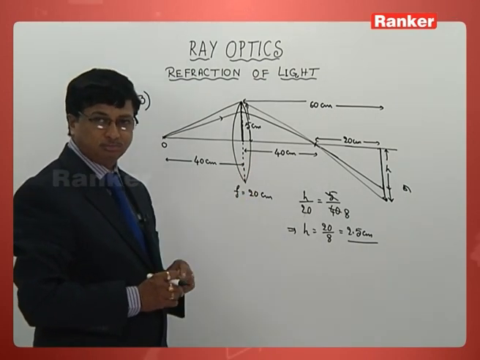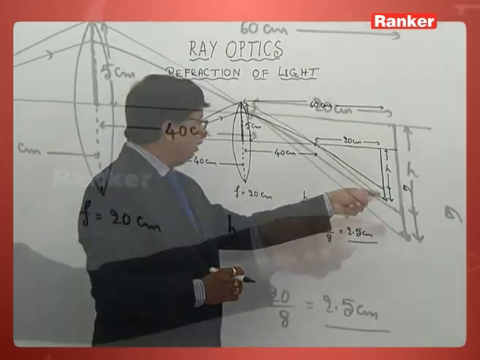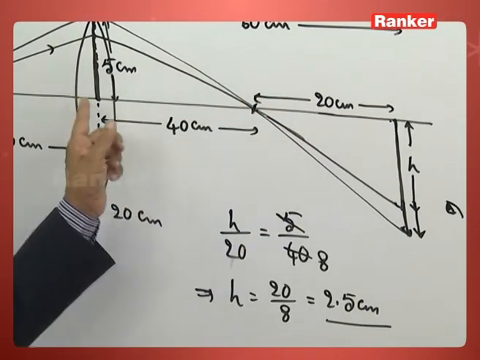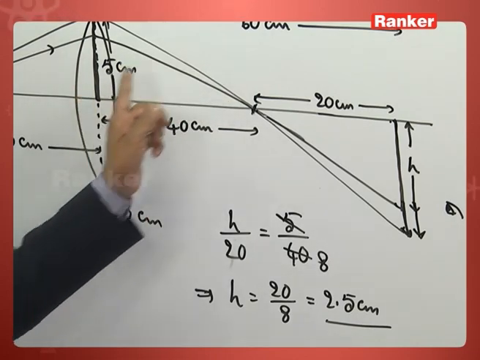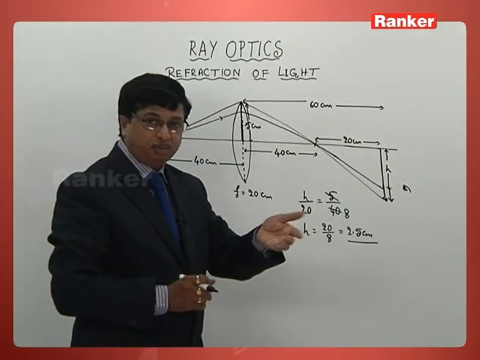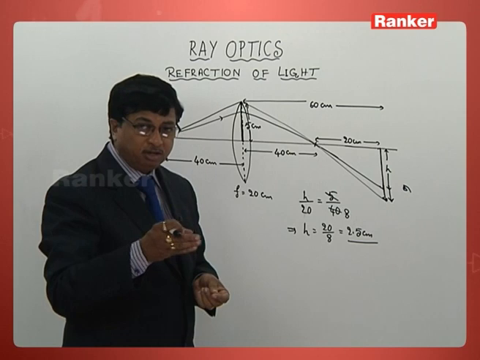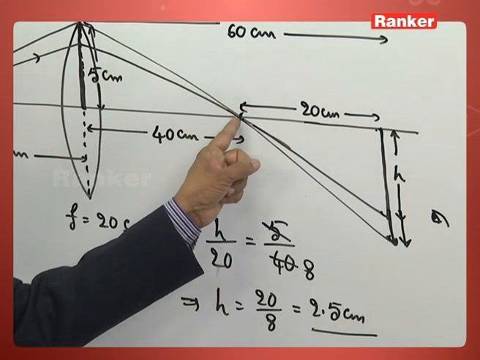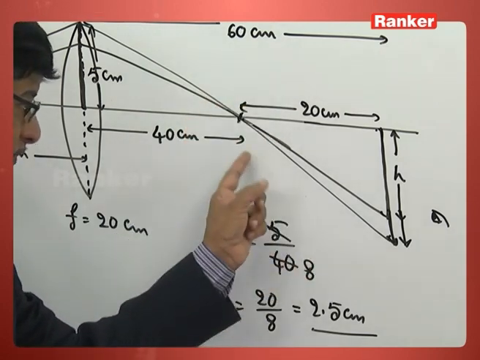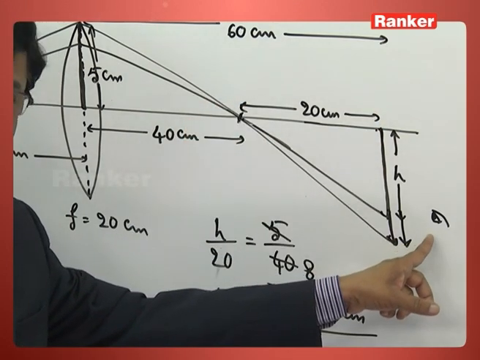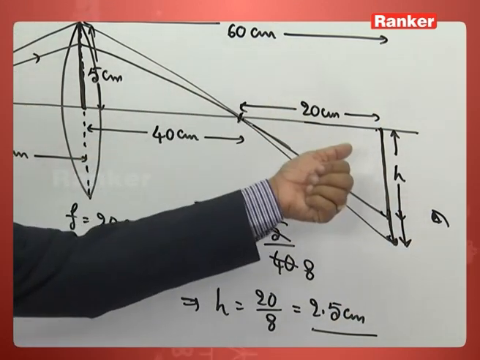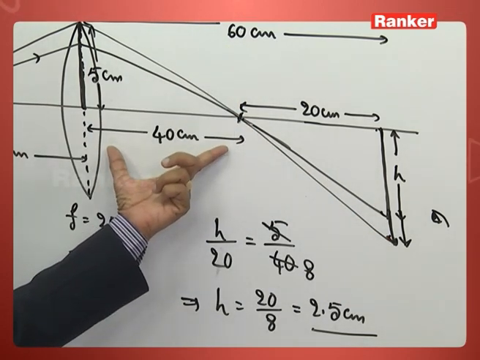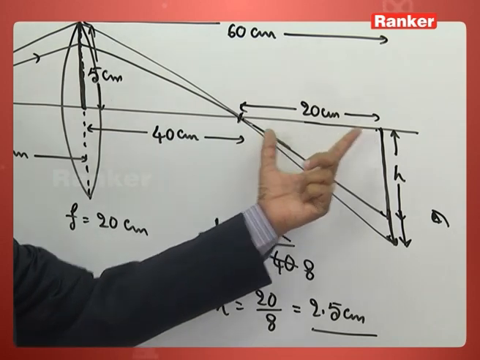That is true. But our eye is not kept here now. It's kept below this principal axis, at a distance of 60 centimeter. That is what has been given in the problem. That means the rays which are being converged here, once again they diverge and your eye is somewhere here now. At what distance is it placed now? 60 centimeter. Then this distance we know is 40, then automatically this becomes 20.